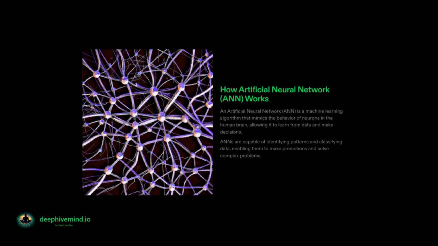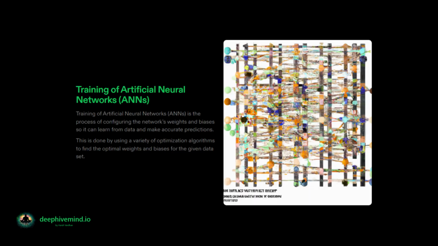Once the model is trained, it can be used to make predictions on new data by passing the input through the network and getting the output from the output layer.